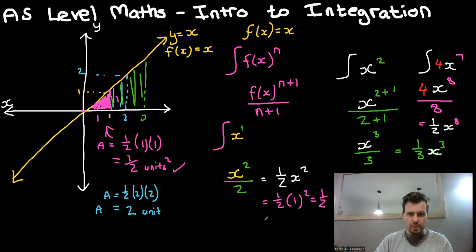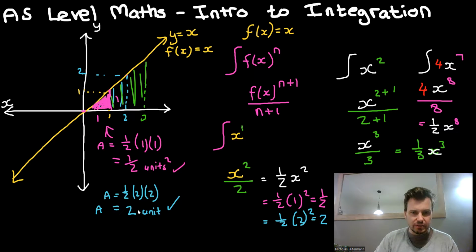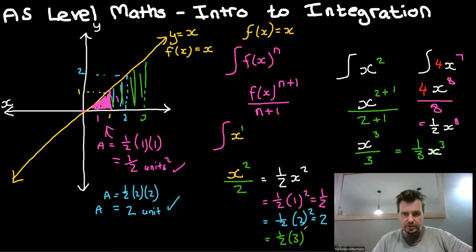To 2, if we subbed in 2 here, 2 squared is 4 times a half is 2. And notice, yes, we get the 2. Finally, we did the green. We didn't do it, but we said it would be 3 times a half times 3, because it was the base times the height. So 3 times a half, we get 4.5. Well, what happens when we put this in? We get a half, and then 3 squared, which is 9. A half times 9 is 4.5.